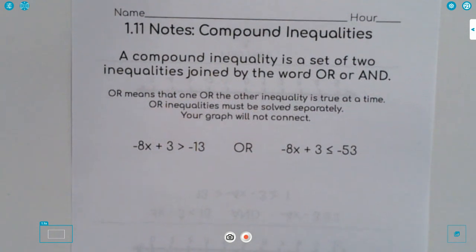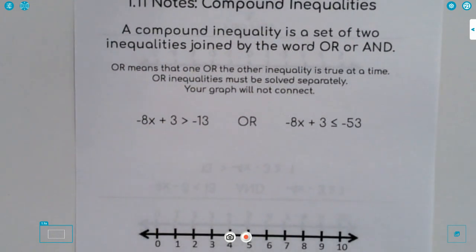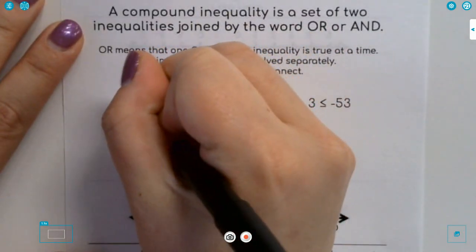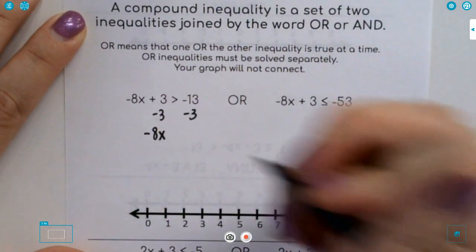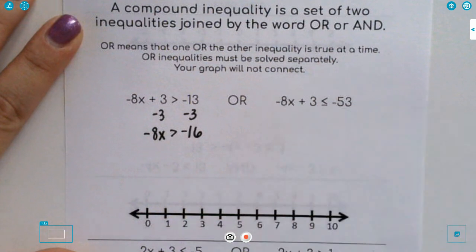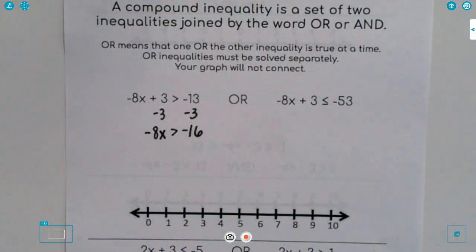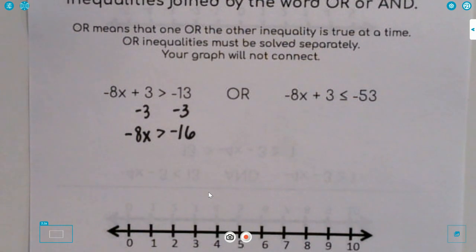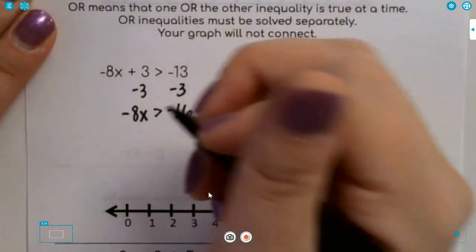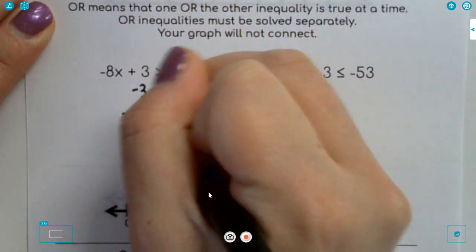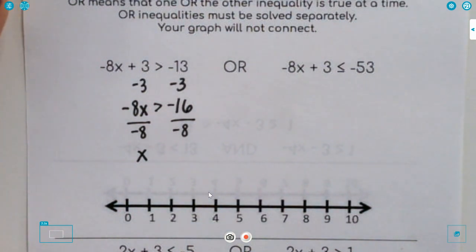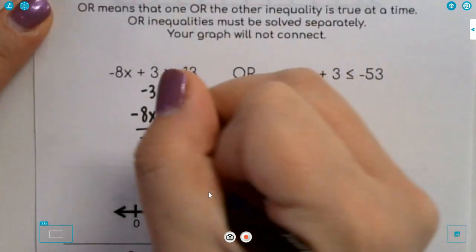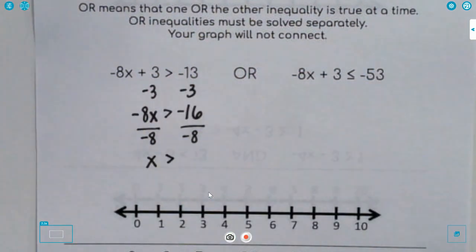So I've got negative 8x plus 3 is greater than negative 13. We're going to start by subtracting 3 from both sides. We've got negative 8x is greater than negative 16. And then from there, we can divide both sides by negative 8. And we get x. Right here, we flip our sign because we divided by a negative. So it's x is greater than, and then a negative divided by a negative is positive, so it's x is greater than 2.